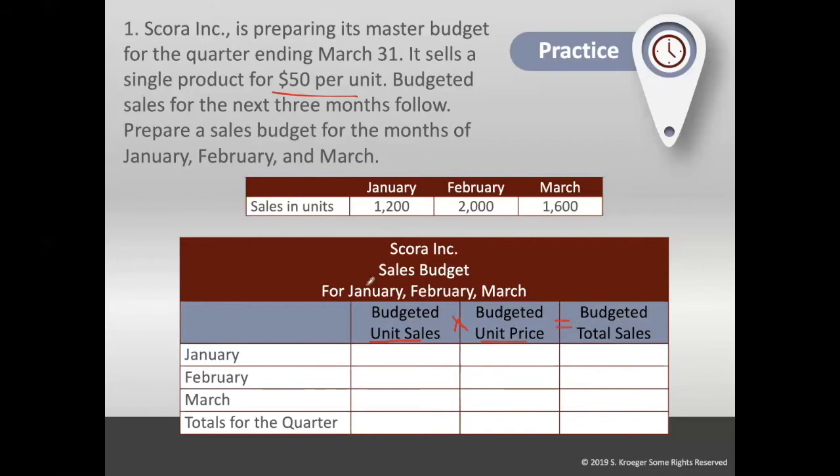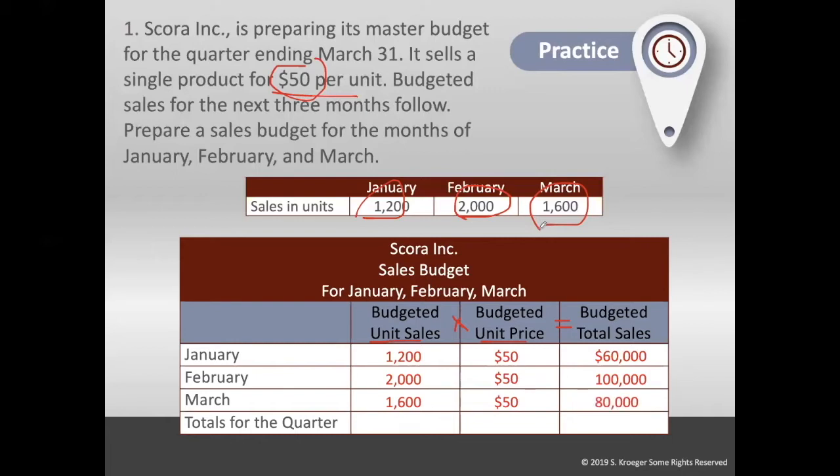The amount of units we plan on selling for January are 1,200. The budgeted unit price is $50. We will multiply these numbers. 1,200 times 50 equals 60,000. February, same thing. How many units do we plan on selling? 2,000 units multiplied by how much we sell it for, 50, will give us sales of $100,000. Finally, for March, 1,600 is the amount of units we plan on selling, times the $50 we charge for each unit. So in March, we think we will make $80,000.